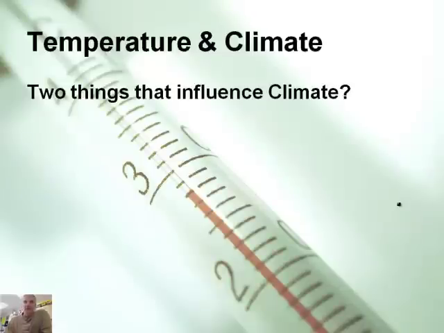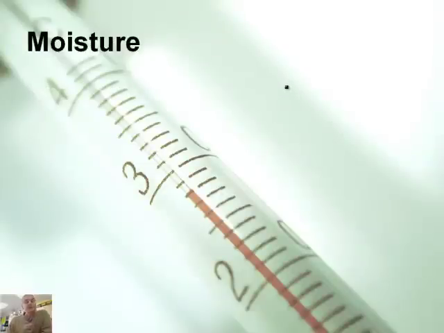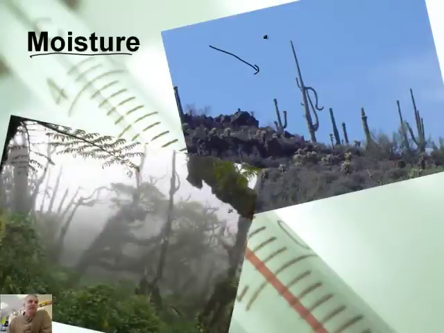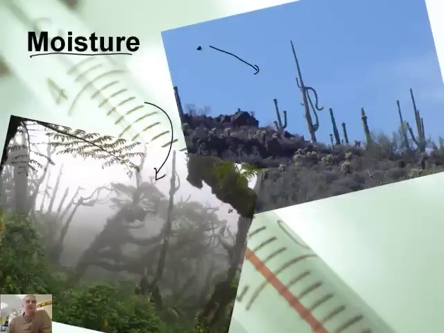Is it red and white? No, it's something other than colors. What do you think it is? The first one is moisture. That's right. If there is moisture, that affects climate. Notice here we have a picture of a desert. It's very dry in the desert. Or if you go to a tropical rainforest, these 2 places might be in sort of the same place, but they have totally different amounts of moisture, so they have a completely different climate.